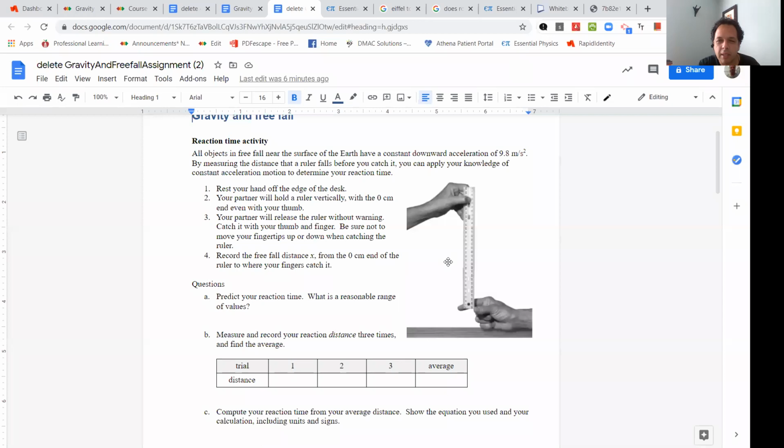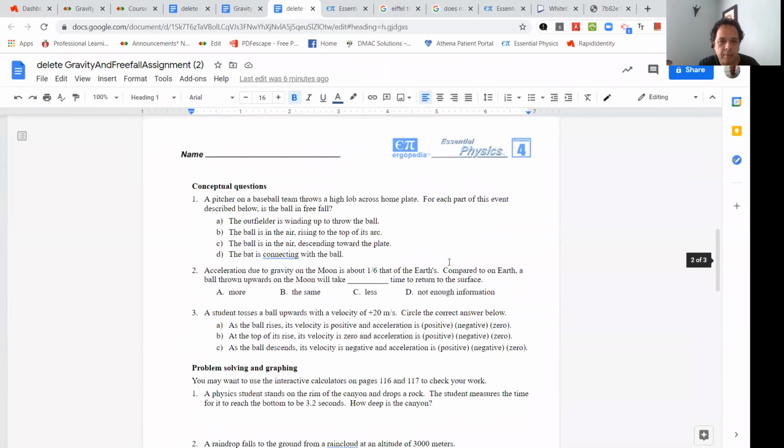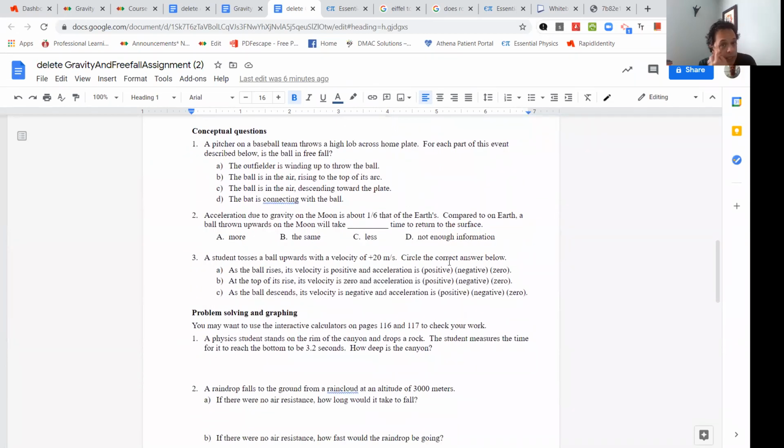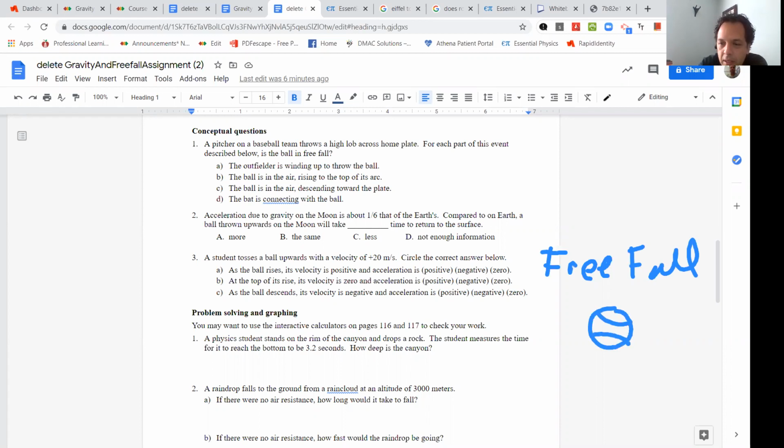All right, let's look at what's next. Conceptual questions. A pitcher on a baseball team throws a high lob across home plate. For each part of this event, is the ball in free fall? For an object to be in free fall, the only thing acting on it is gravity. Let's call that the force of gravity. Gravity is the only thing.